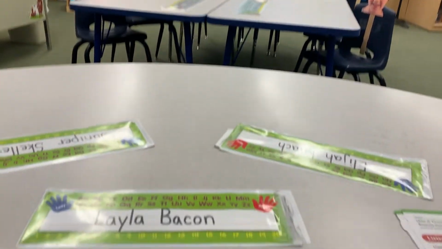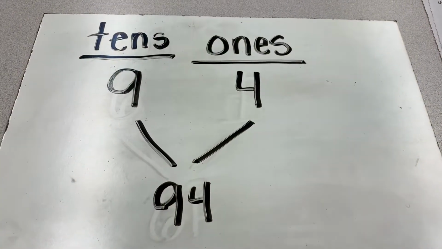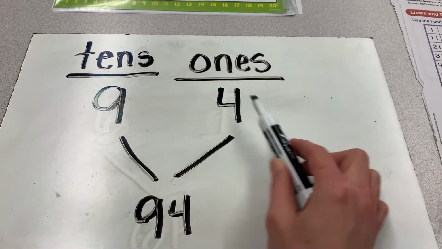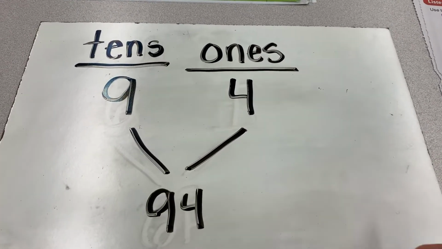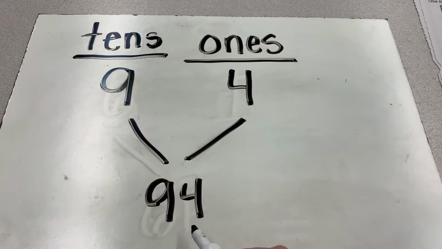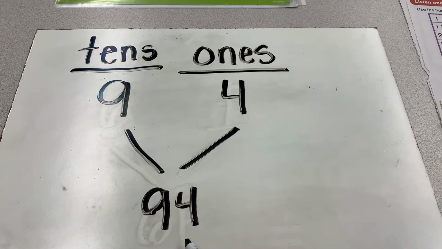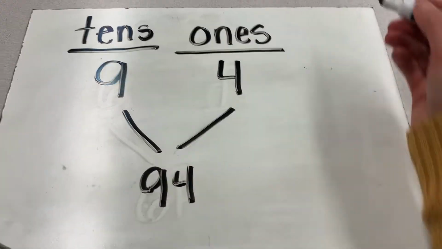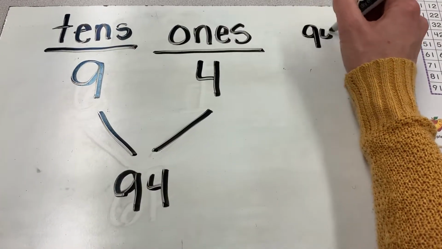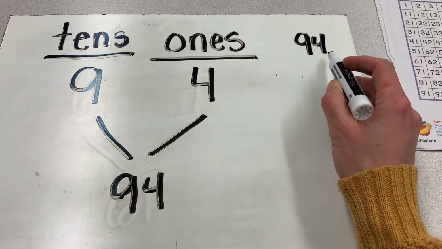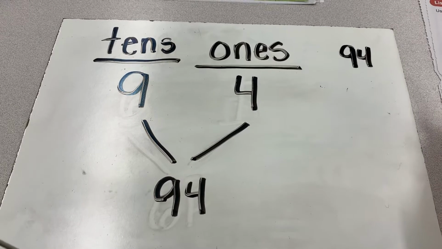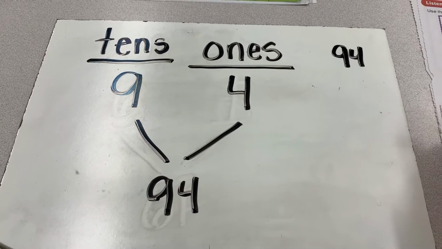All right, let's see what I made. I wrote a 2-digit number with 4 in the ones place. I chose 9 for my tens place. And what number did that make, friends? Did you say 94? You're right. I made the number 94 with 4 in the ones place. Is that the only number I can make? No, I can make lots of different numbers, can't I?